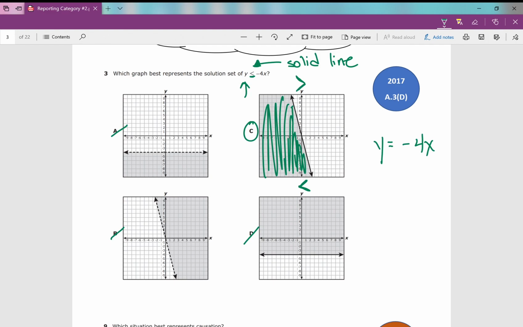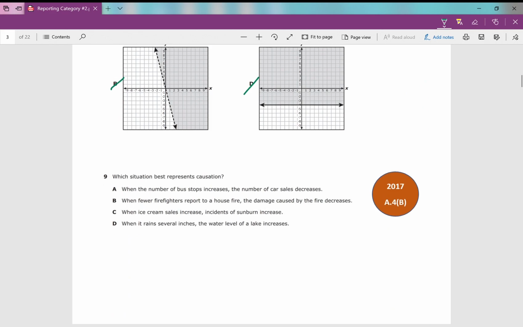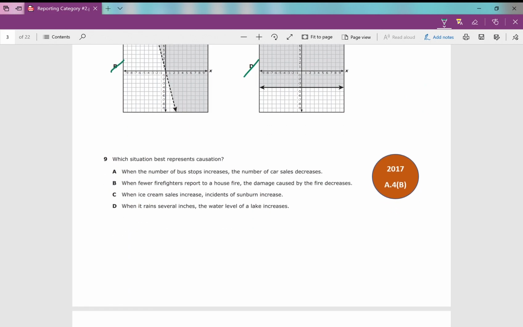Another thing that we can do when we're solving. So number 9, which situation best represents causation? Okay, here's this word right here. We talk a lot about correlations whenever we are in our statistics. Causation, there is a cause and effect. Something absolutely affects something else. Okay, there is a result from something. So we talk a lot about correlations in this particular unit.